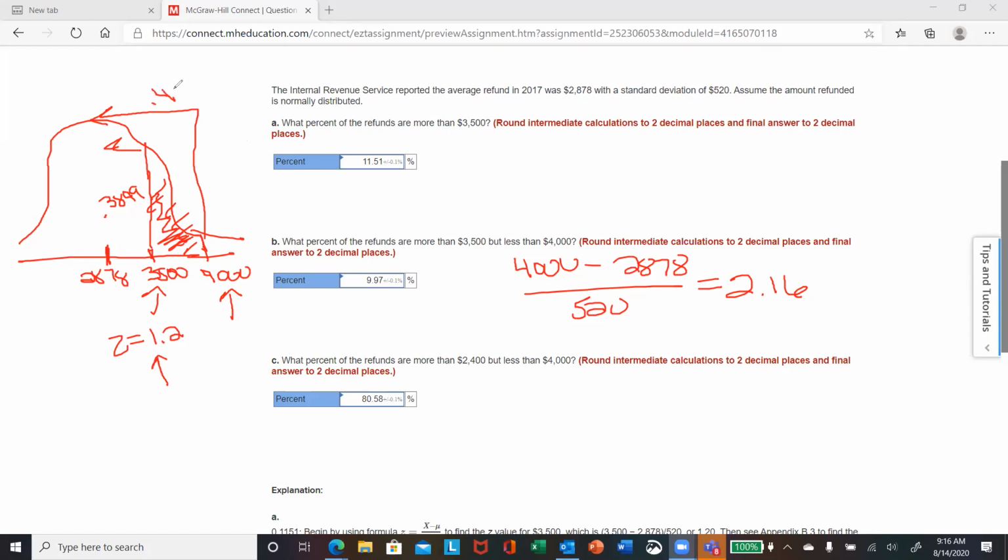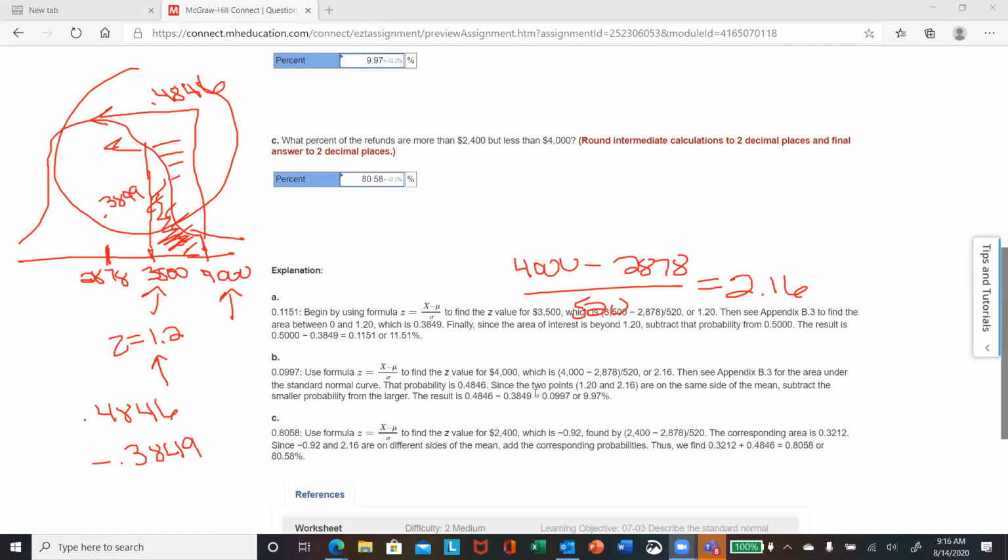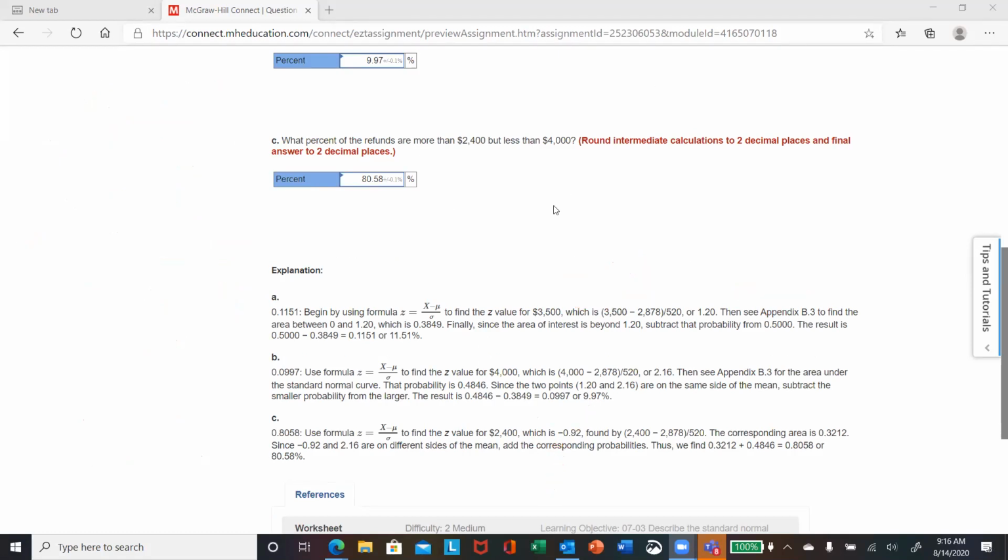So if that's 0.4846, to get what's in between, you have to take the difference between these two. So you take 0.4846 and subtract out 0.3849. And of course, that would then give you your area, which is going to be about 0.0997. They're showing you that right here. And then of course, you just multiply that by 100 to get 9.97%. All right. So that would be part B.